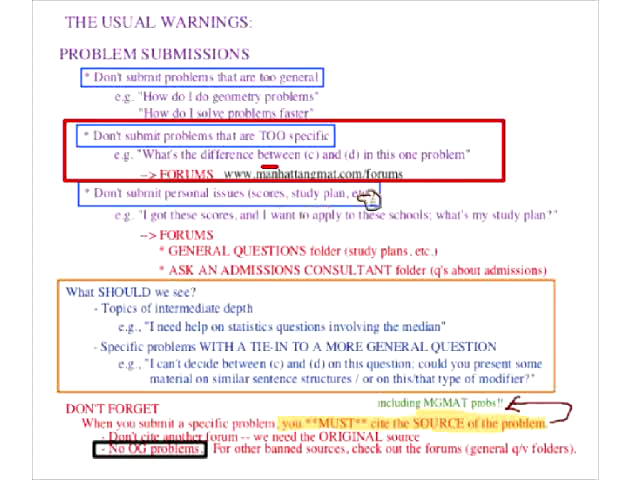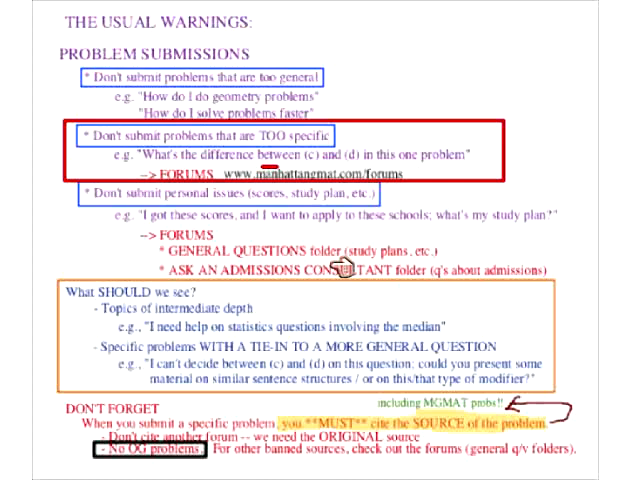Also, personal issues, please don't submit those. Please don't give me a submission like, here's my current score, here's my goal score, what do I do? This is not the place for that. There's also a place on the forums for that, a general questions folder. That's where you should post that kind of thing. And if it's an admissions question, then we have an Ask Admissions Consultant folder.